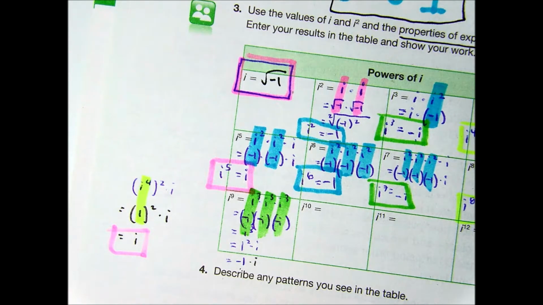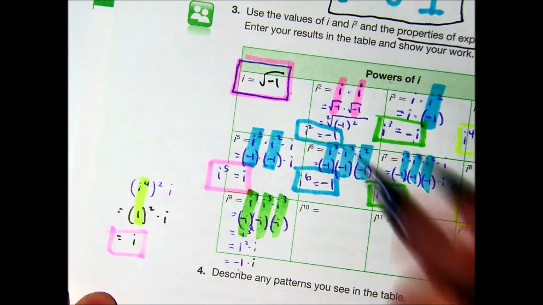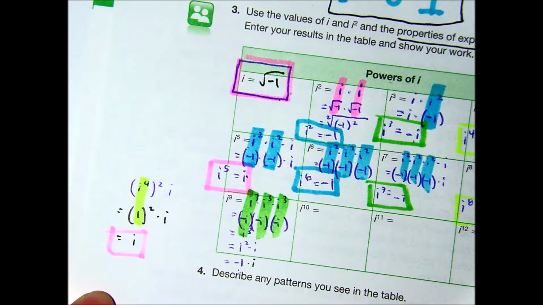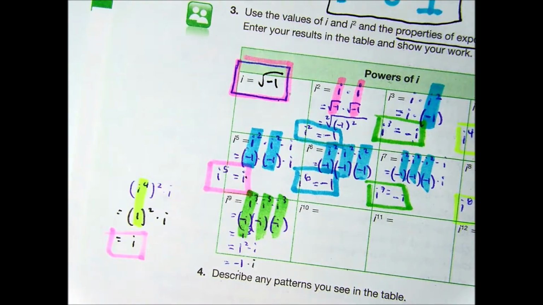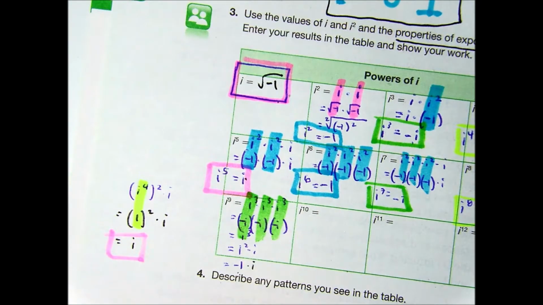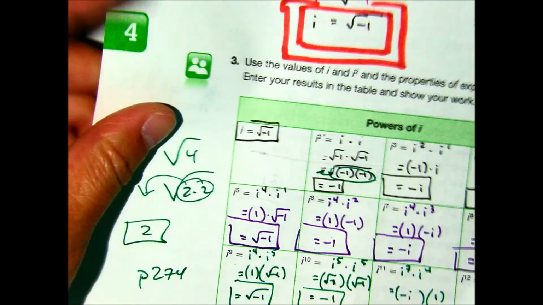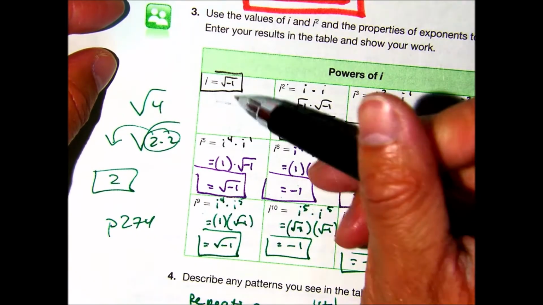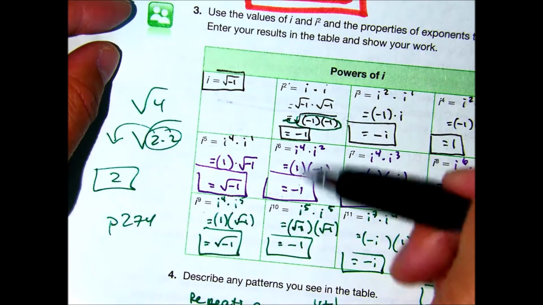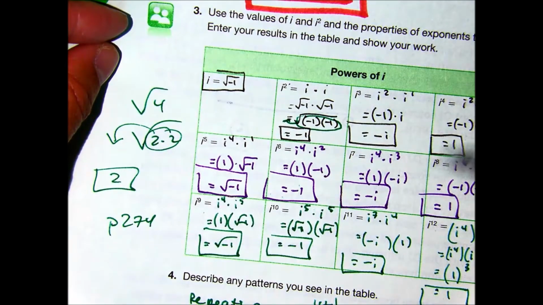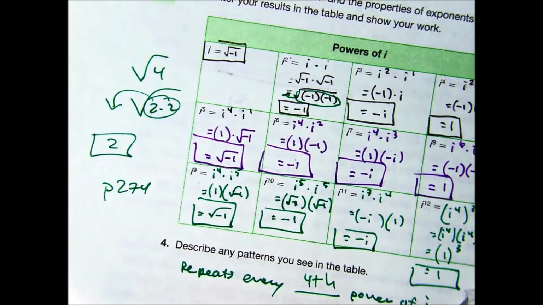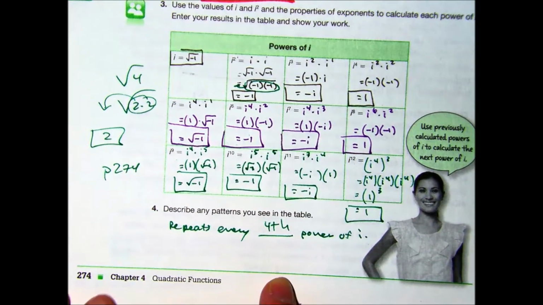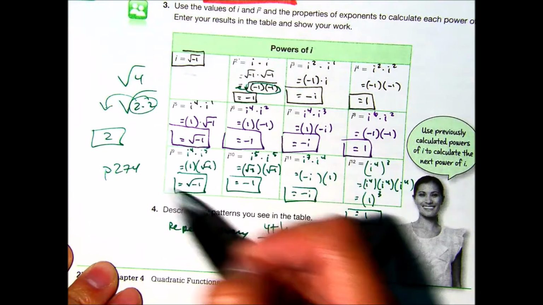Did you guys see Raymond's conjecture? He's saying that basically all of these rows are square root of negative 1s, or just i's. These are all negative 1s. These are all negative i's, and these are all positive ones. So basically, Raymond recognizes that it repeats every 4th power of i. So when you're doing a problem like this, I would use i to the 4th power. I know a lot of you are using i to the 2nd, but I think i to the 4th power will take you a bit further.